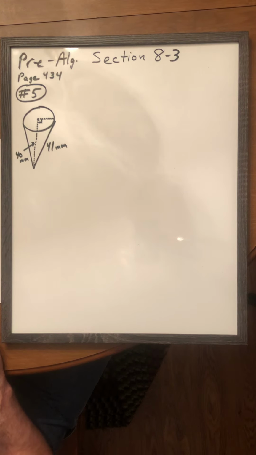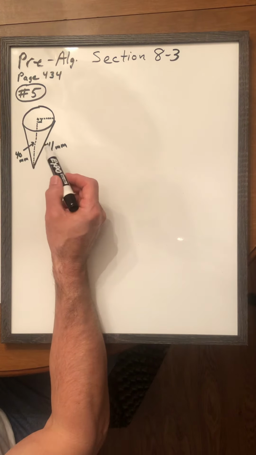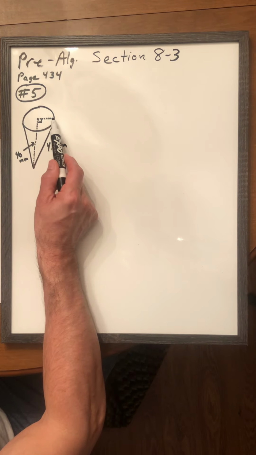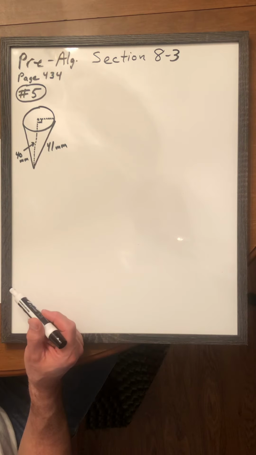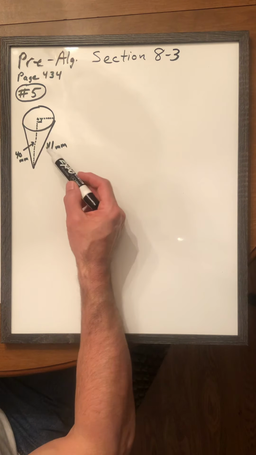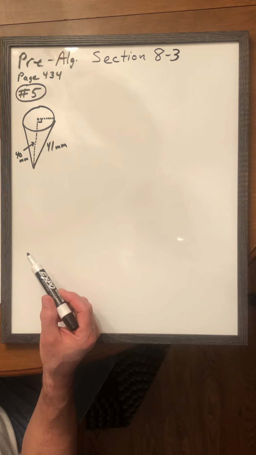Now, they want to find the volume of the cone. In the formula for the volume of a cone, you need the radius. And as you look at your diagram, we do not have the radius. The radius goes from the center of the circle over to the circumference. We do not have that. However, we do have the height of the cone, which is 40, and we do have the slant height of the cone, which is 41.